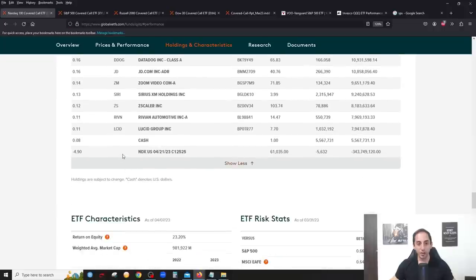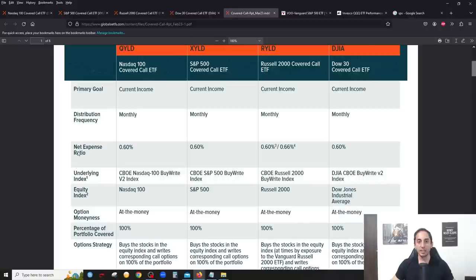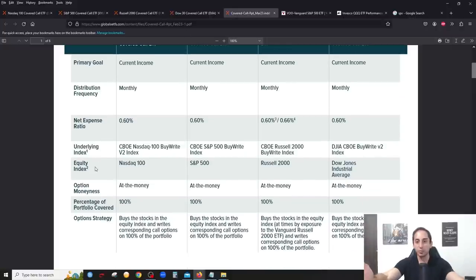So for all of these, by the way, that's why you'll always see a nice big cash balance in all these funds here. You see that here, $5.5 million of a cash balance. That's to settle the call option in case it gets called away. So the key again is this document. So it's very easy to understand.